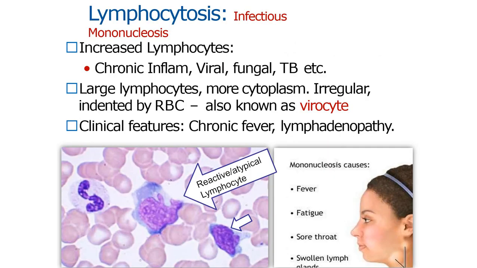Now this is lymphocytosis, which you can see in conditions like infectious mononucleosis or chronic inflammation: viral, fungal, and tuberculosis. Here you can see a reactive lymphocyte which is very large. You can see more cytoplasm, and the typical round shape of the nucleus is lost. A lot of blebbing can be noted, and some finger-like projections. So this is a reactive lymphocyte.